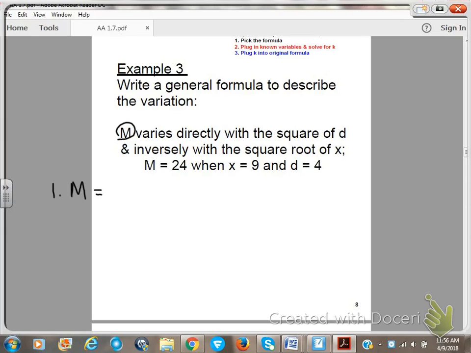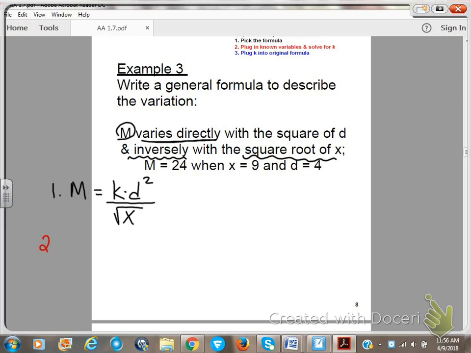M equals. You're always going to have k there. Since it says directly with the square of d, that means times d squared. Then it says inversely with the square root of x, so we know we're going to divide by the square root of x. We've got our formula. Now we'll plug values in.